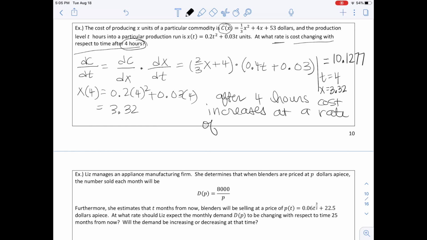So it increases at a rate of, and we're going to go ahead and round that to 2 decimal places, so we'll say $10.13 per hour. And so if you look at this, your answer is dC, which is our cost, and dt, which in this problem is in hours. So it's a rate, and so it's in dollars per hour.